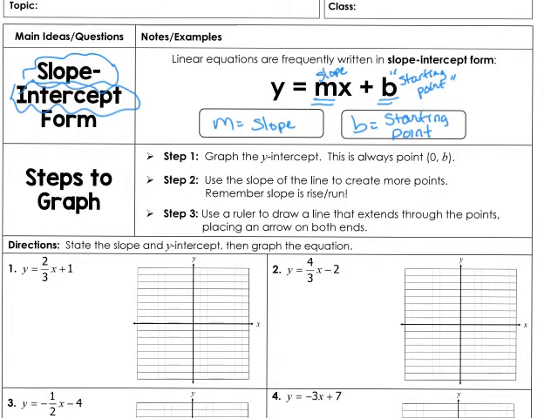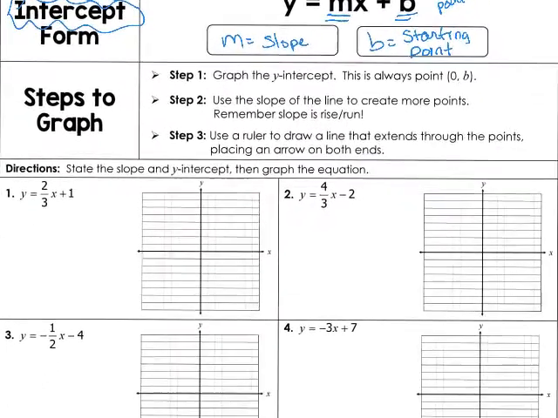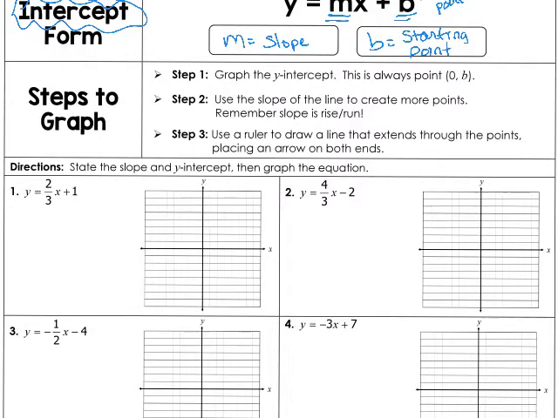All right, so step one, you're going to graph the y-intercept. This is always the point (0, b). To do that, let's take a look at number one. The y-intercept, the place that we're starting at, is +1 on the y-axis. Here's the y-axis, here's the origin at (0, 0). We're going up 1. That is our starting point. You don't actually need to draw the (0, 0), but just know that this +1 is our starting point. That's (0, 1), like it says up here in step 1.